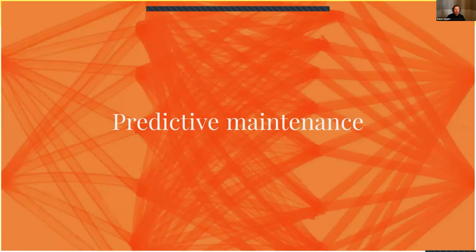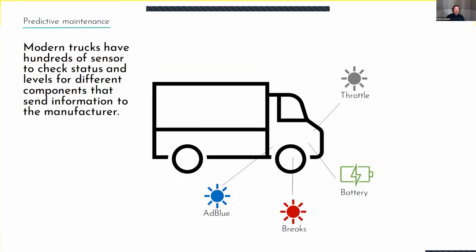And the last one I'm going to talk about is predictive maintenance. So I'm going to talk about it within trucks. Modern trucks have hundreds of sensors that check status, different levels, and then they send that to the manufacturer. So they log how the truck is doing, if there is something that seems wrong.